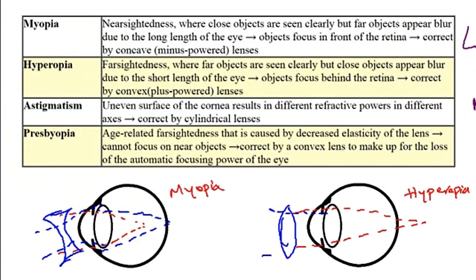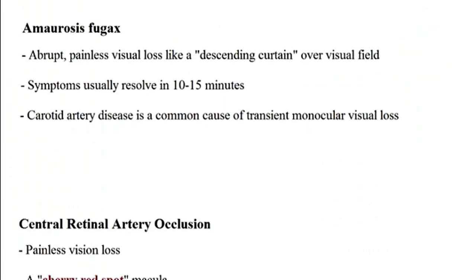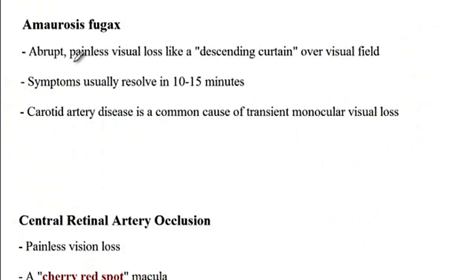In any case, moving to the next pathologic condition known as Amaurosis Fugax. What Amaurosis Fugax means is: Fugax means fleeting, and Amaurosis means blindness. So these patients generally present with an abrupt, painless visual loss, as if there is a curtain coming over their visual field.